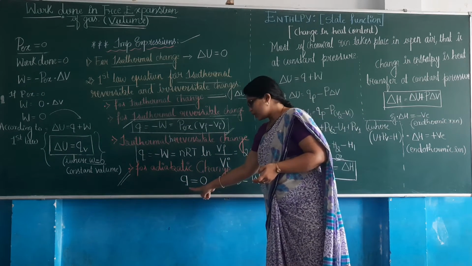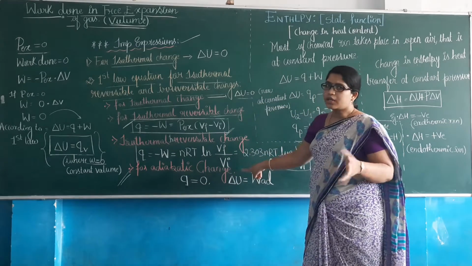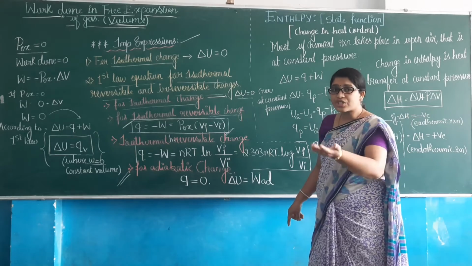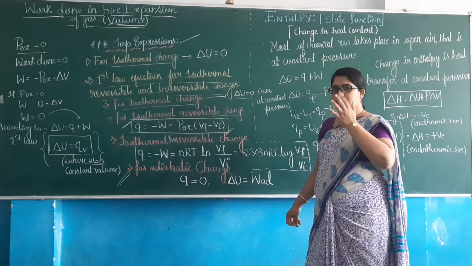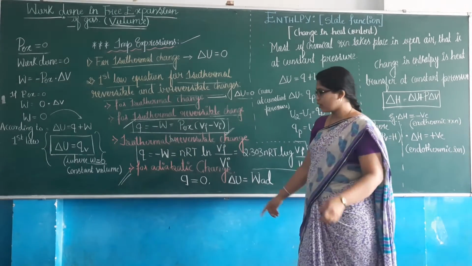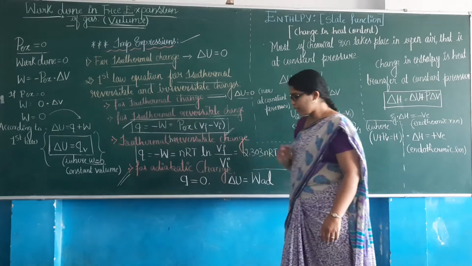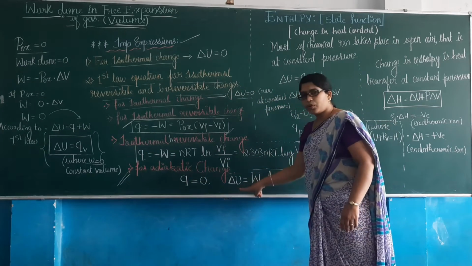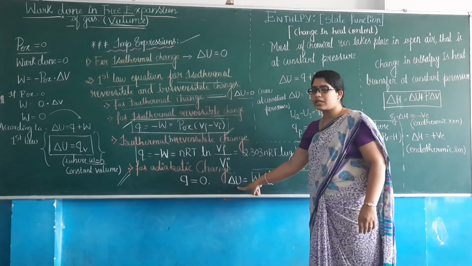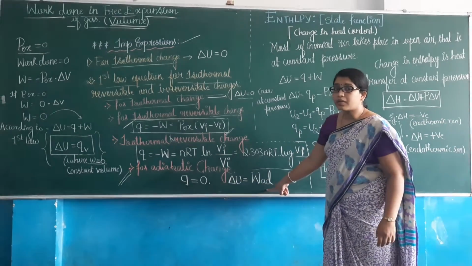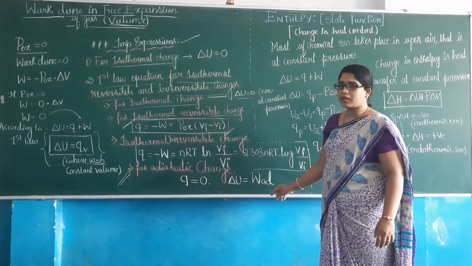So when you consider Q is equal to 0, why is Q equal to 0 for adiabatic change? There is no exchange of energy. Energy does not exchange through the adiabatic wall, it is neither absorbed nor liberated. That is why I write Q is equal to 0 for adiabatic change. Then what will happen? W, that is delta U, the change in internal energy, becomes equal to whatever adiabatic work is done. Getting what I am telling you?